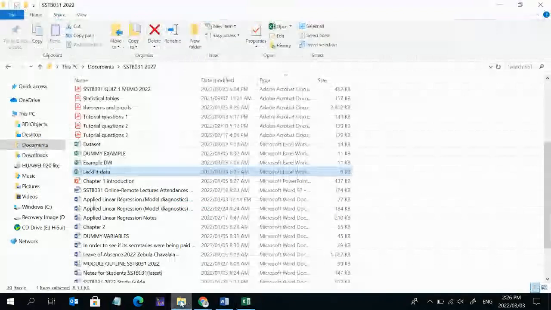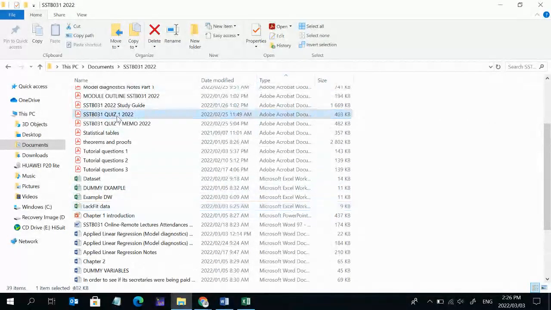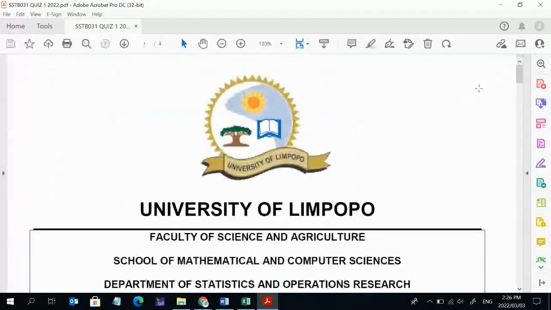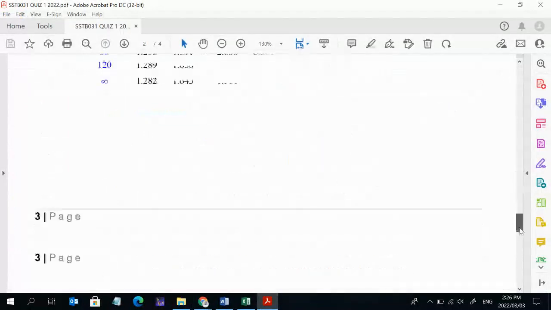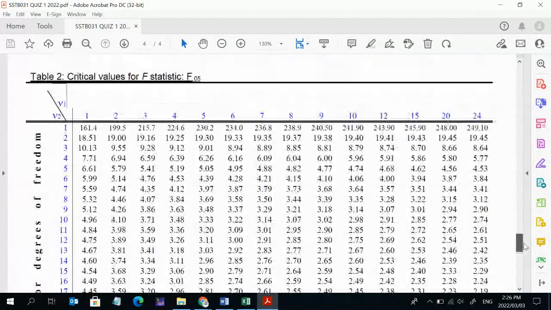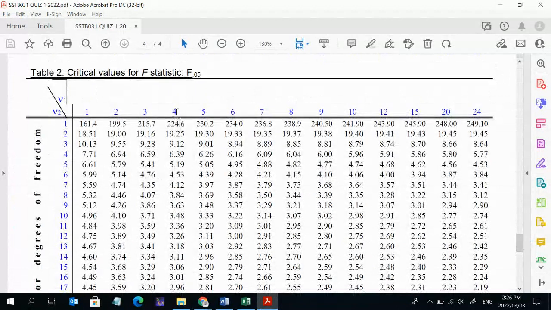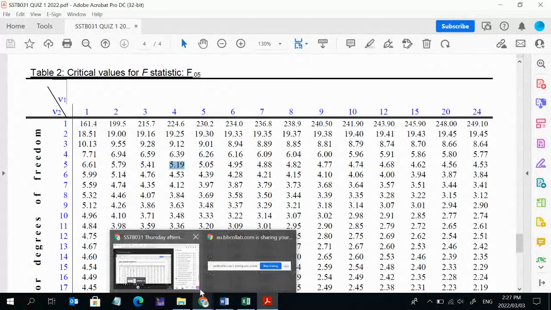Let me open the F table. Quiz 1, where's quiz 1? There's an F table there. Here's quiz 1. Then we go to the F table to read 4 and 5. So 4 is here, 5 is somewhere here. So our answer is 5.19. Is it clear? Yes, sir. Thank you.